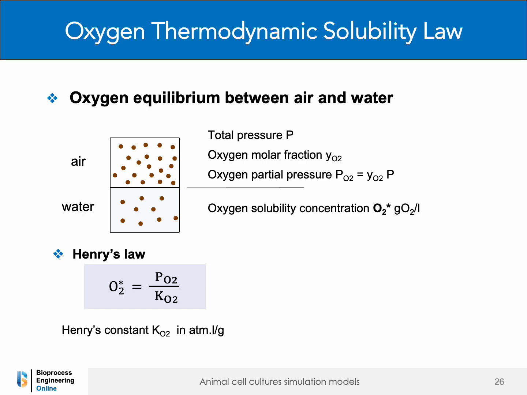The oxygen solubility O2 star, expressed in gram oxygen per liter, is calculated as the partial pressure PO2 in atmosphere, divided by the Henry's constant KO2 in atmosphere liter per gram. The partial pressure PO2 of oxygen in air is the product of the oxygen molar fraction YO2 by the total pressure. At 37 degrees Celsius and 1 atmosphere of air, the solubility of oxygen in water is near 0.2 millimoles per liter, or 7.3 milligrams per liter.